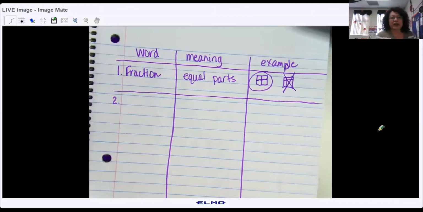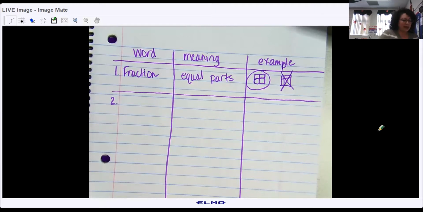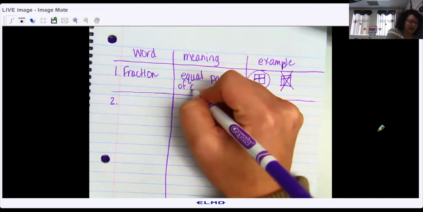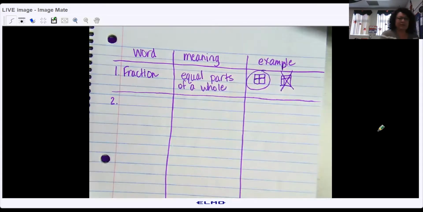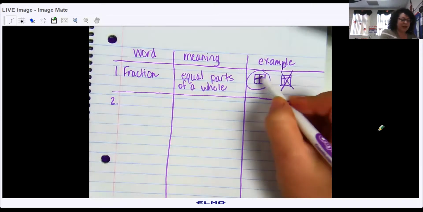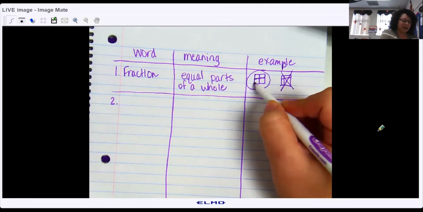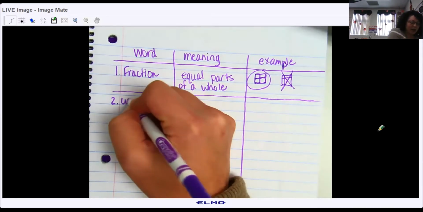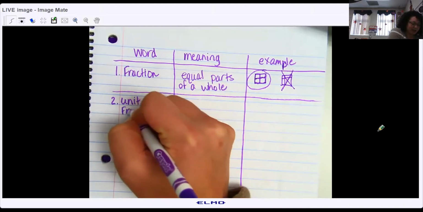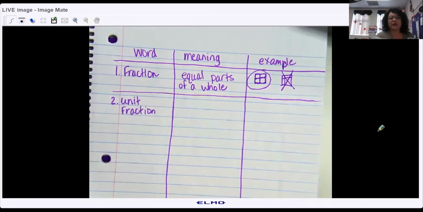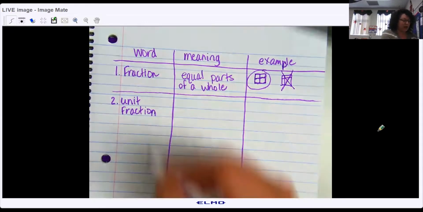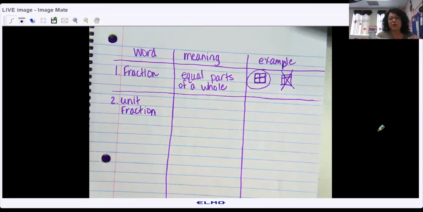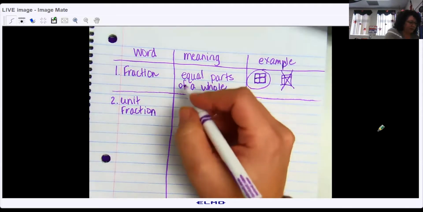I draw my line. So I keep each word and meaning together. Equal parts, I should have added, of a whole. So each of these little squares is equal parts of the big square, of the big whole. All right, our next word is called unit fraction. We're only going to take 2 words today and then 2 words tomorrow. A unit fraction represents just one piece of the whole.